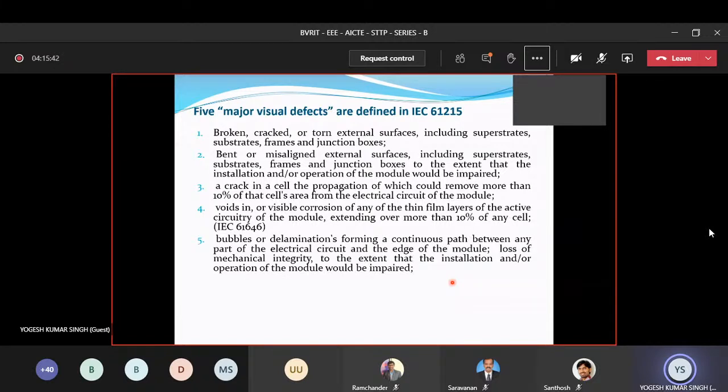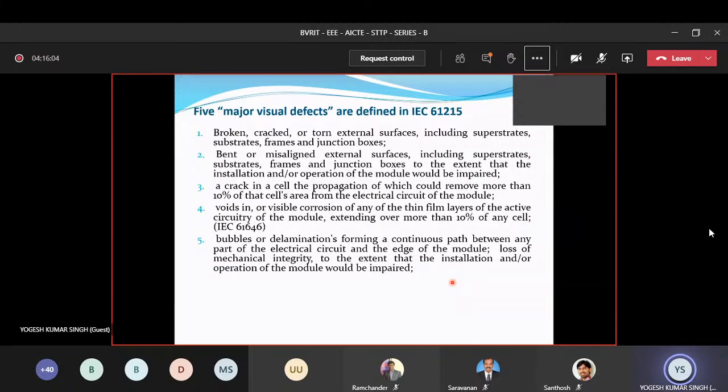The bubbles and the delamination. A lot of the time you will see the module getting bubbles and delamination kind of factor. So these factors are also not included on that particular thing, and the loss of the mechanical integrity, which extends to the installation or operation of the module, is impaired.